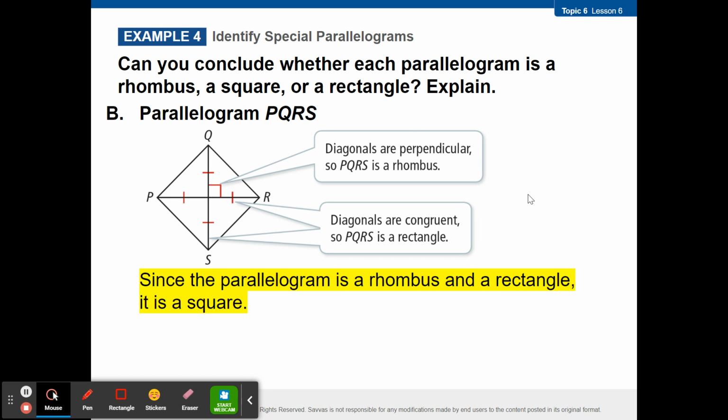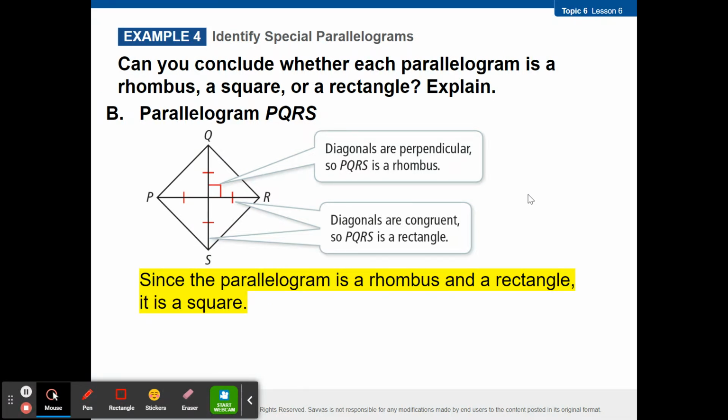Okay, so remember that the square embodies the properties of a rectangle, a rhombus, and a parallelogram, right? So a square can be a rectangle, but a rectangle is not necessarily a square. We talked about that yesterday when I was talking about the sometimes, always, never. Sometimes a rectangle is a square, but a rectangle is not always a square.